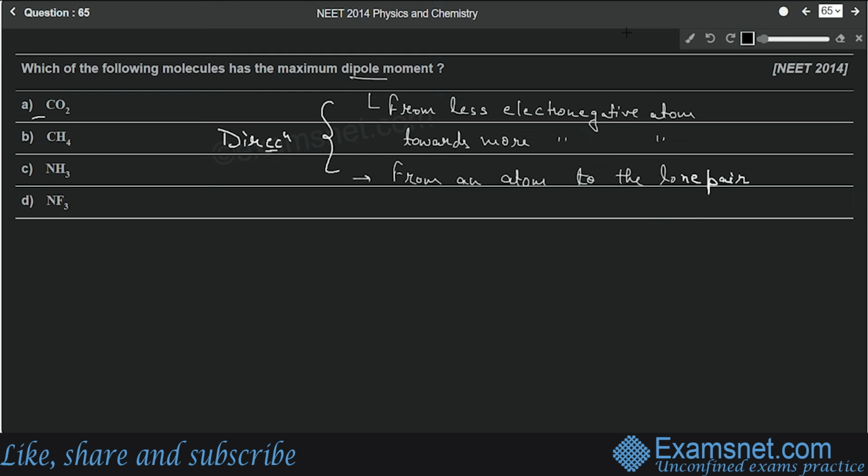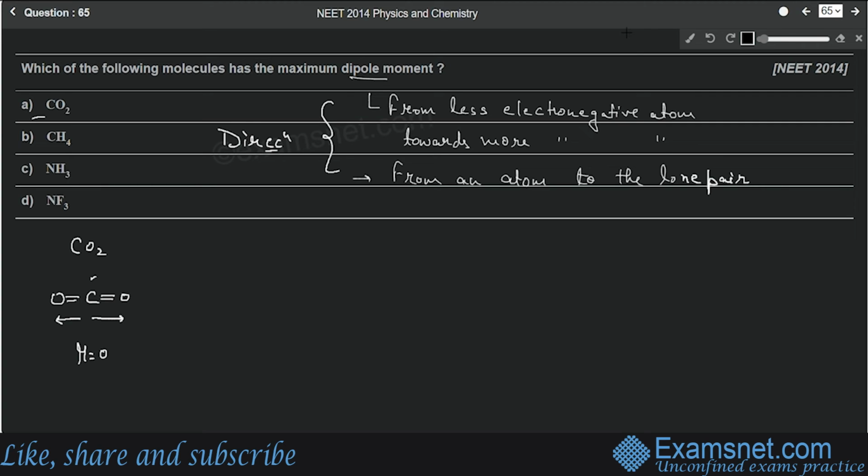In the first option we have carbon dioxide. So if we draw the structure of carbon dioxide, this is carbon. Here we have double bond oxygen, double bond oxygen. Now which is less electronegative? Carbon is less electronegative and oxygen is more electronegative. So the direction will be from carbon towards the oxygen in both the directions. Okay. So as you can see, the bond is the same, but the direction of the dipole moment is different. So the magnitude will be the same, but the direction will be opposite. So the overall dipole moment will be 0 because these two will cancel out the effect of each other.